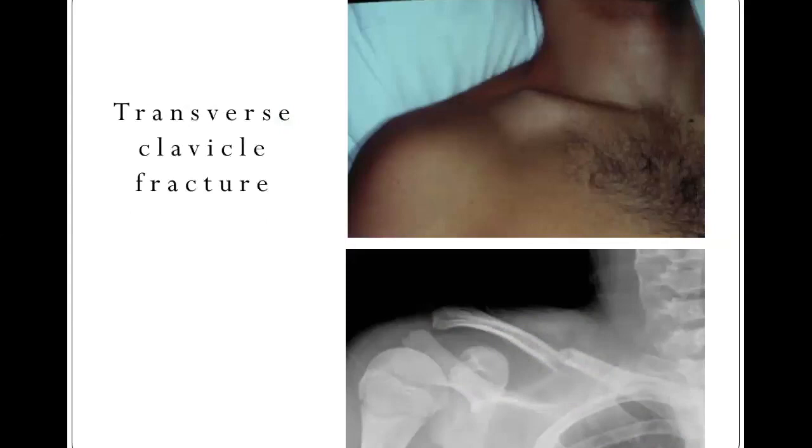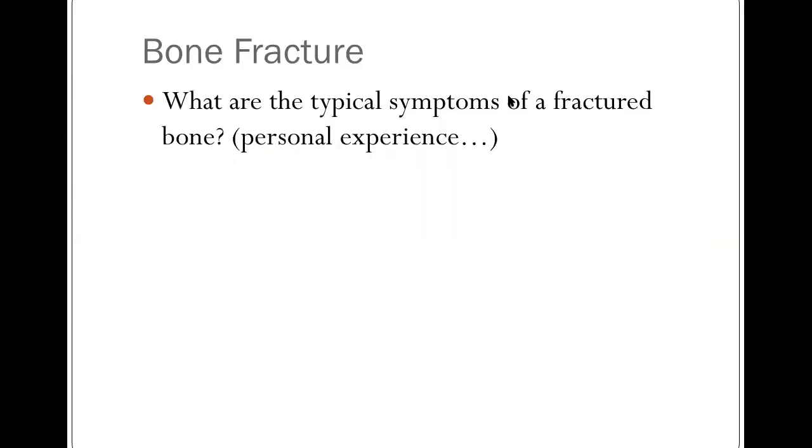Here's a transverse clavicle fracture, and this is a cool picture because you can see it here in the bone itself, just broken right here straight across, and you can actually see it with the skin on it. So what does that look like when it's underneath the skin?